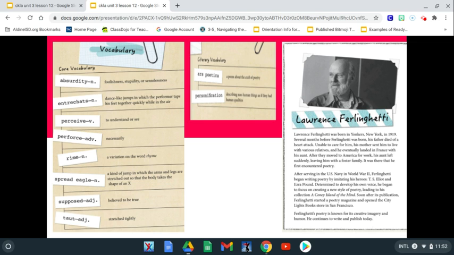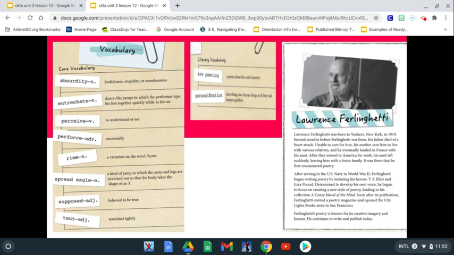Our next core vocabulary word is entrechat. It is a noun. You might have heard of it if you're in dance. It's a dance-like jump in which the performer taps his feet together quickly while in the air. It's beautiful. It's kind of like a French word. Your next core vocabulary word is perceive. It means to understand or to see. Your next core vocabulary word is perforce. It means necessarily. It's an adverb.